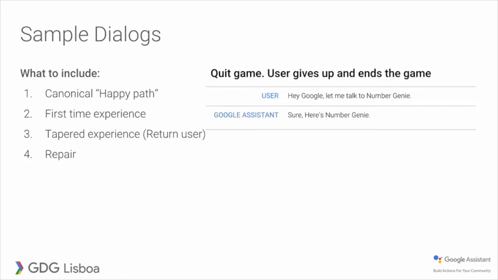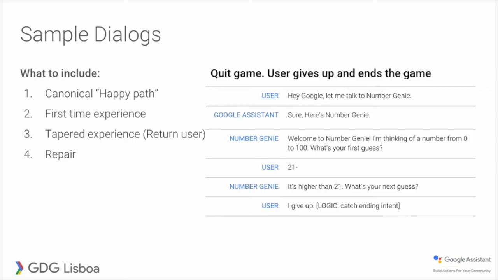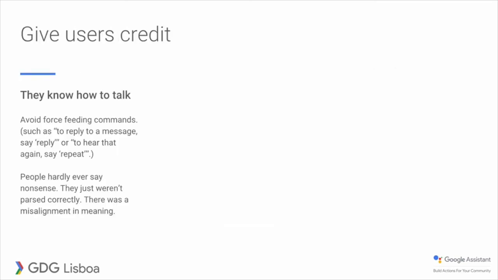So yeah, here's Number Genie, and I'm thinking about a number between 0 and 100, and the user says 21, and it's higher than 21. What's your next guess? And then, I don't care, I give up. So it's like, okay, here's what I was thinking of anyway. It was 90, and you can say thank you very much and go away, or try and interact with them more. So think about those cases.